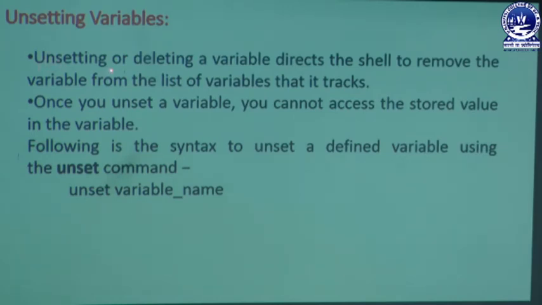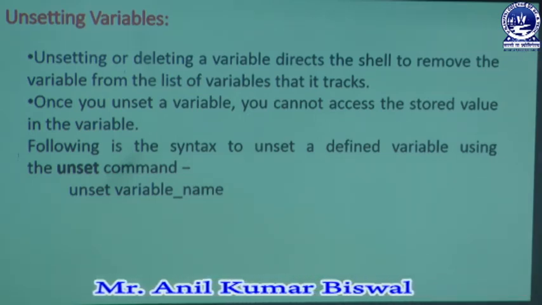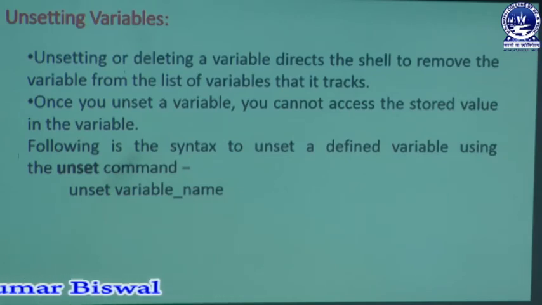Unsetting or deleting a variable directs the shell to remove the variable from the list of variables that it tracks. Because we know that setting and unsetting, if a user wants to set or unset some variables, unsetting means we just delete the variable, which directs the shell to remove it from the list of variables that it tracks. Once you unset a variable, you can't access the value stored in the variable. If a user cannot access that stored value in that variable, then we can say that it is unset.